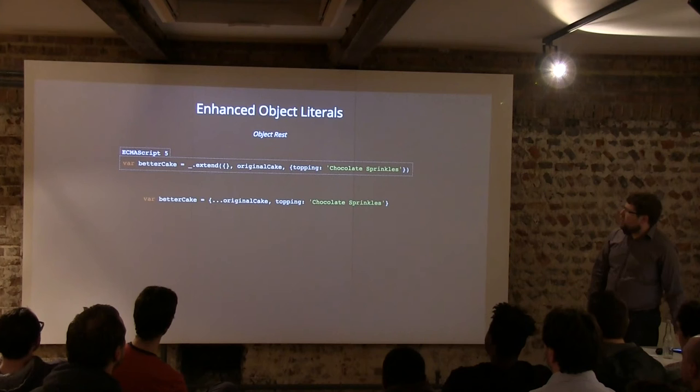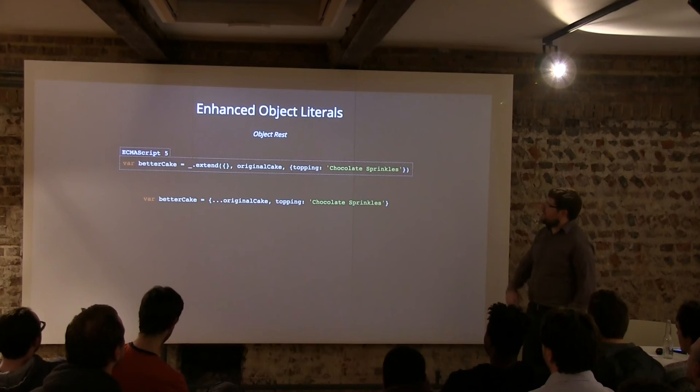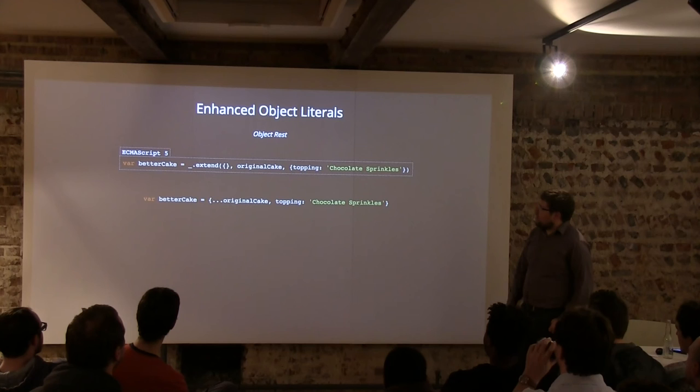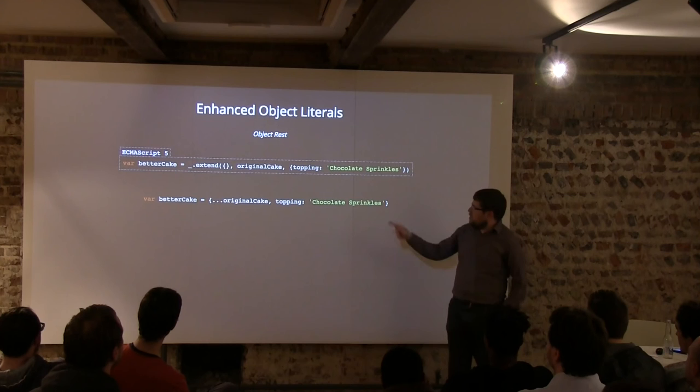We also have, I should have called it spread. I mixed up spread and rest. Yes, this is spread. We can do object spread, which basically means we can take an object and say, I want all of the keys, I want all the values of this object, but with a set of other things put on top. So I want original cake, but with topping changed to chocolate sprinkles.